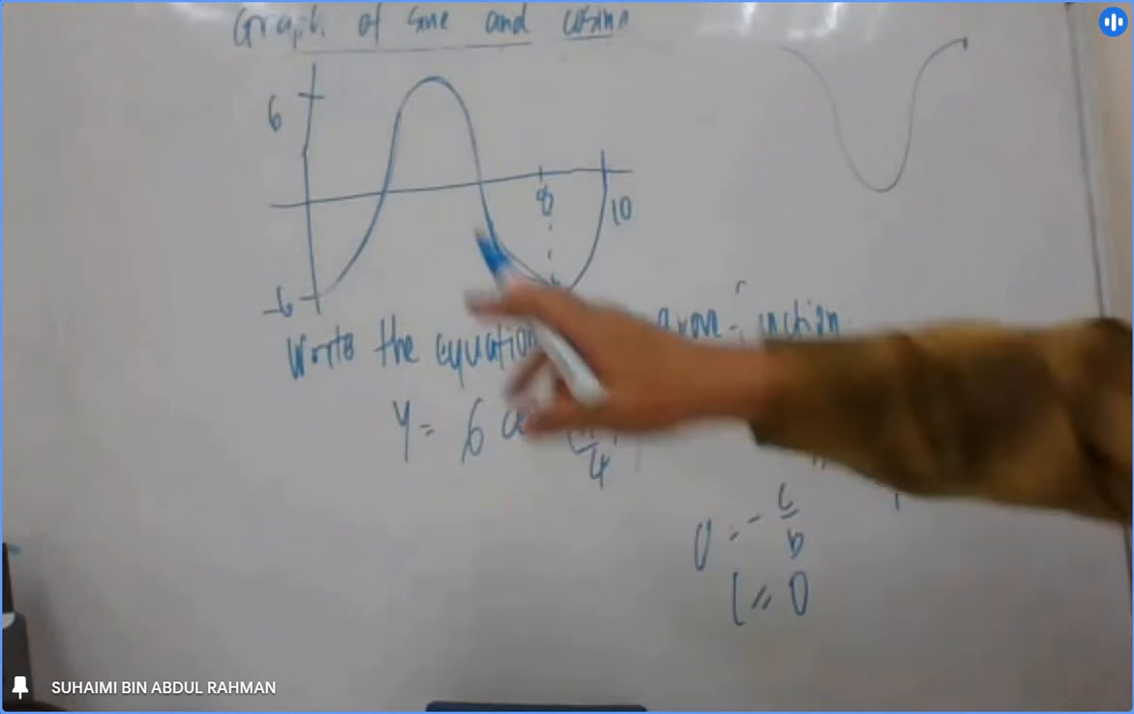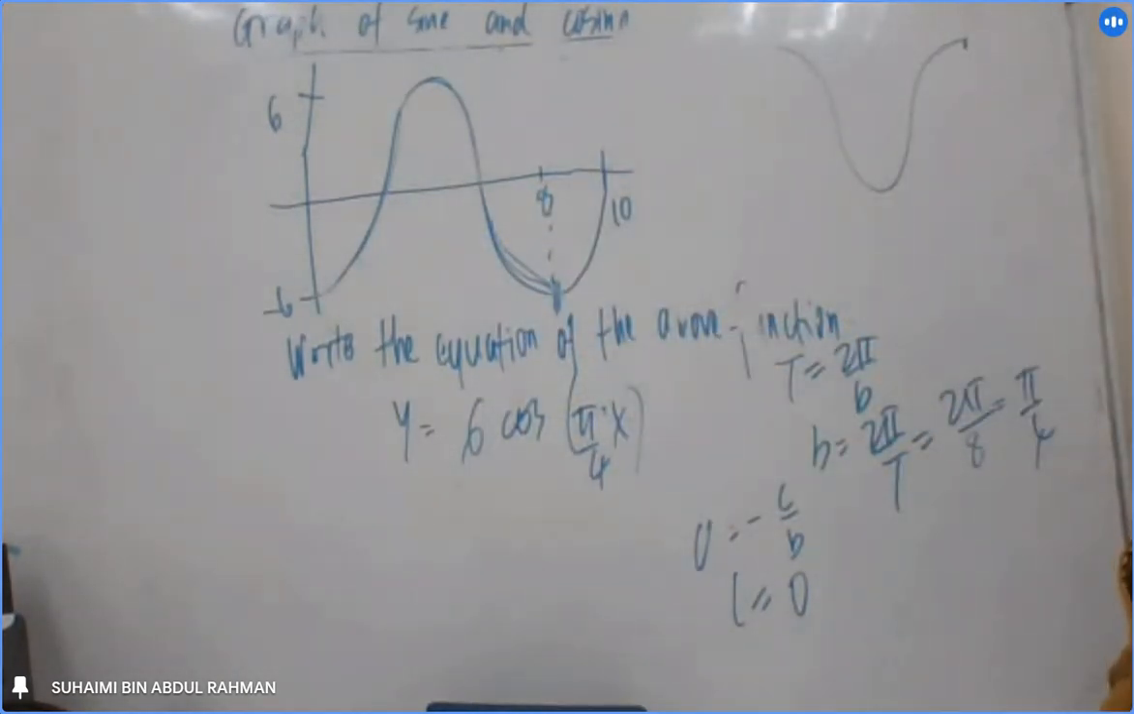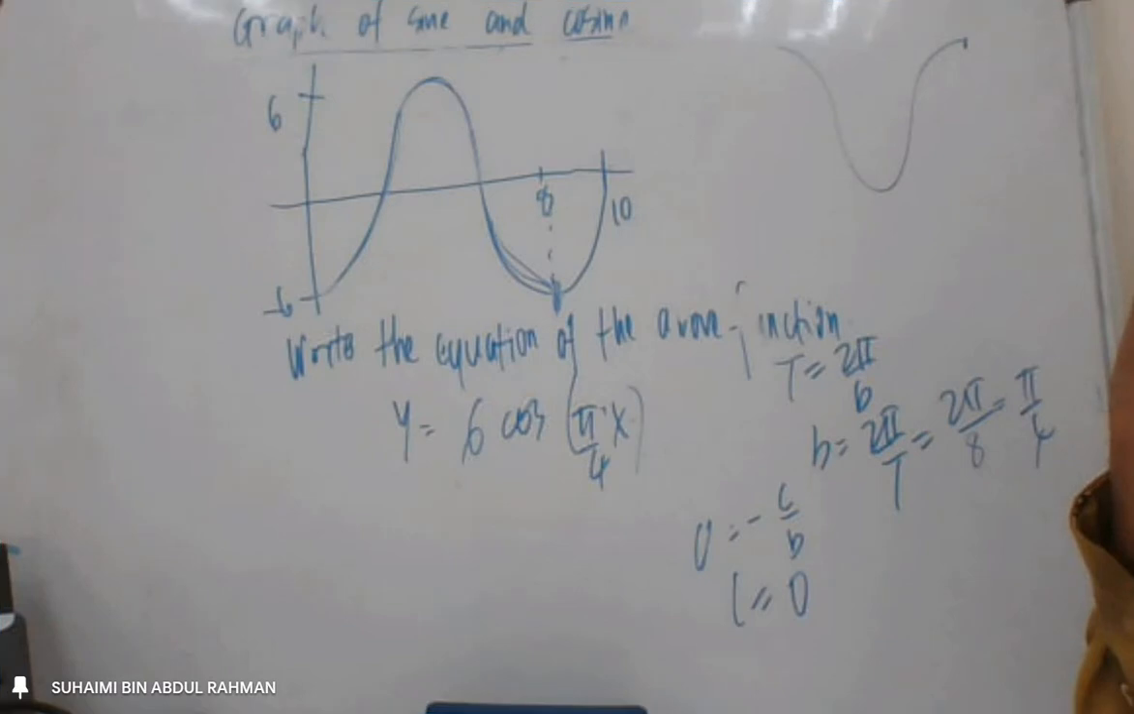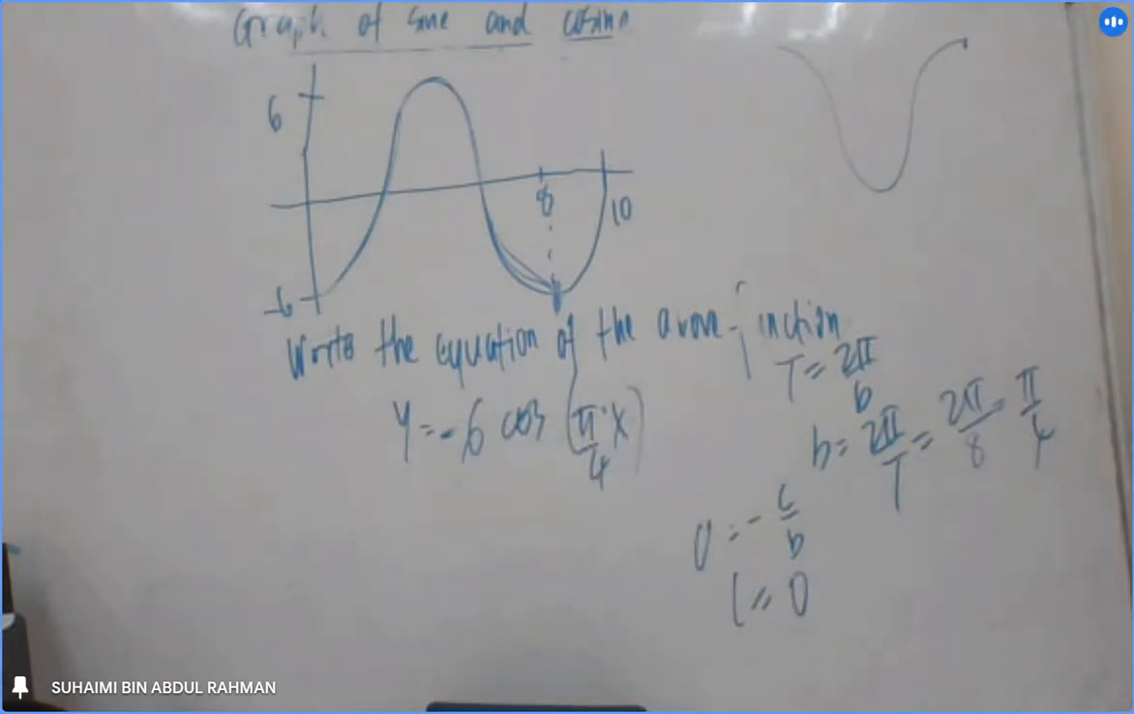But remember that our graph represents the reflection of the cosine function. So for the reflection, what do we have to do? Negative 6. We have to put a negative there. This equation: y equals minus 6 cos pi over 4 x.